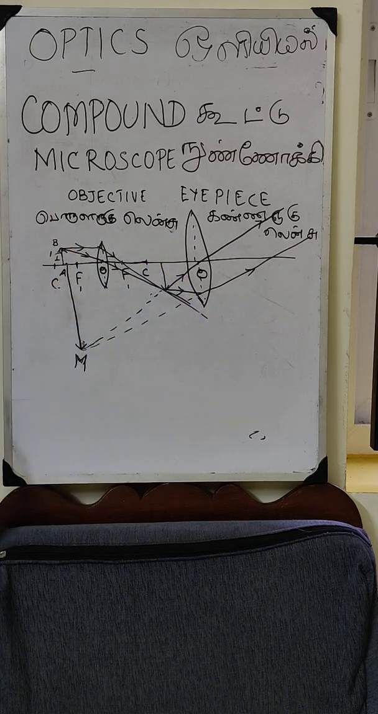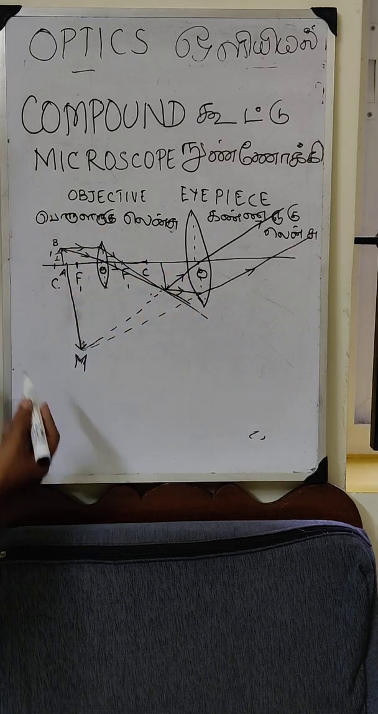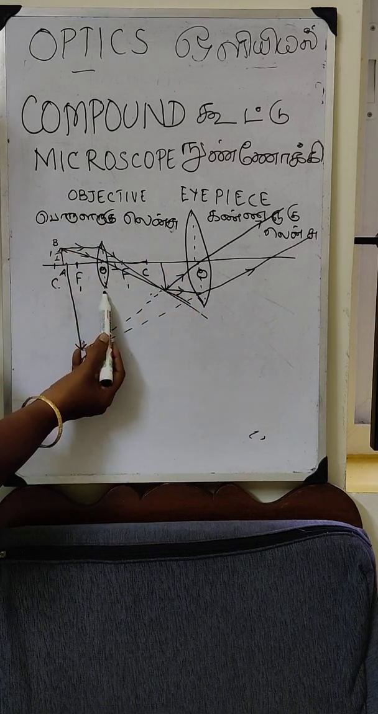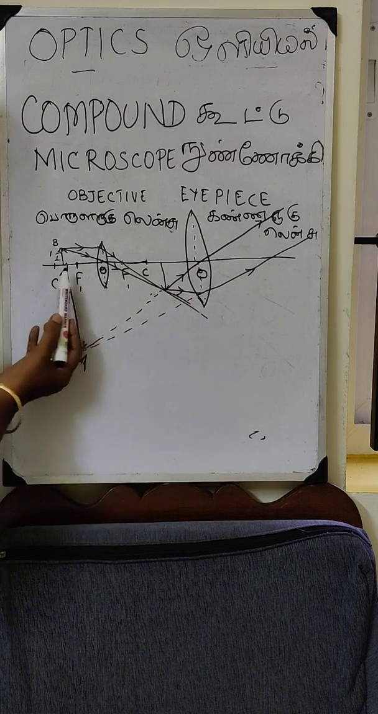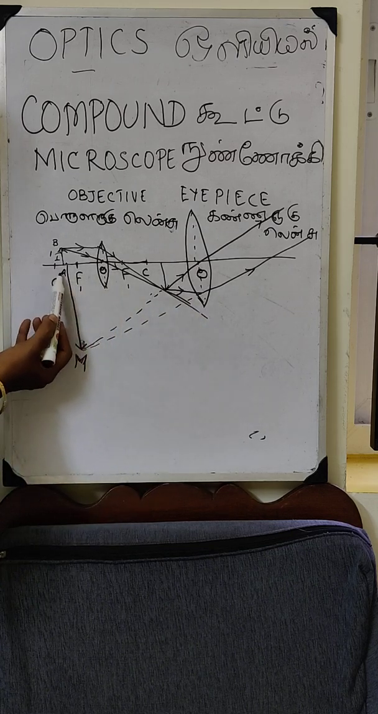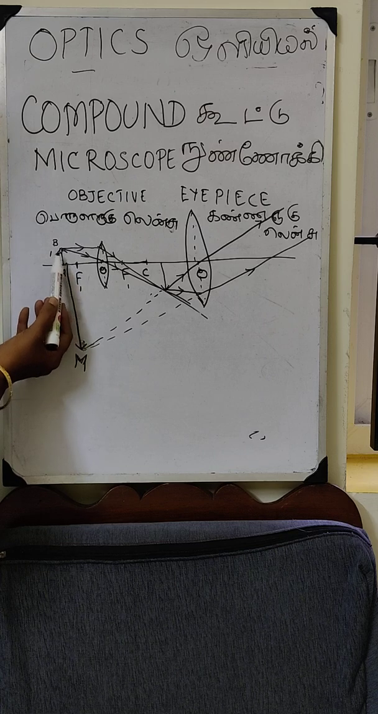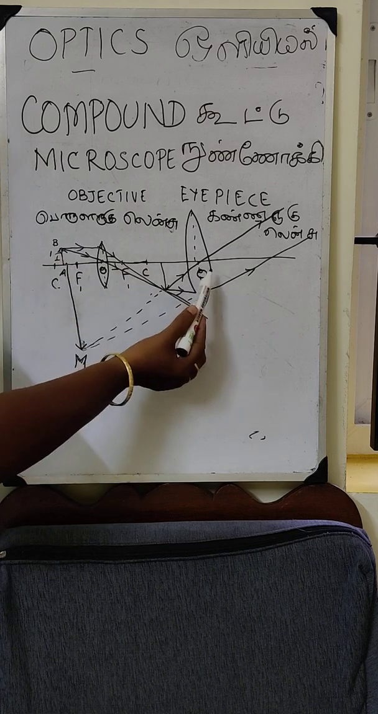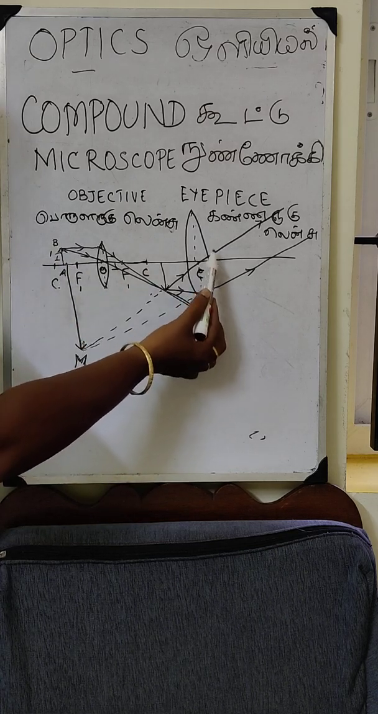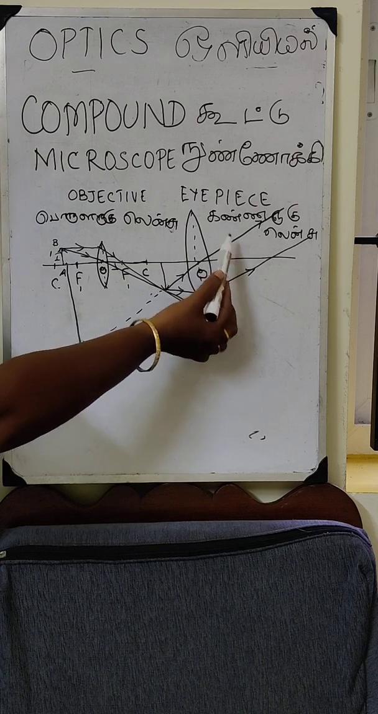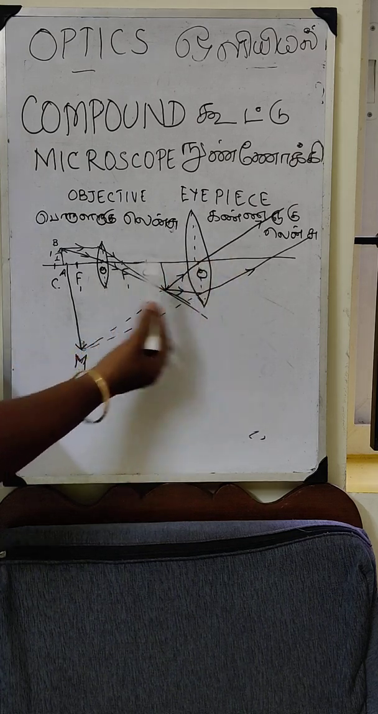What is the difference between these two? So this is called the objective and this is the eyepiece. Why is this called the objective? The object is kept near it. And this is called the eyepiece, and we will see through this lens, that is called the eyepiece.